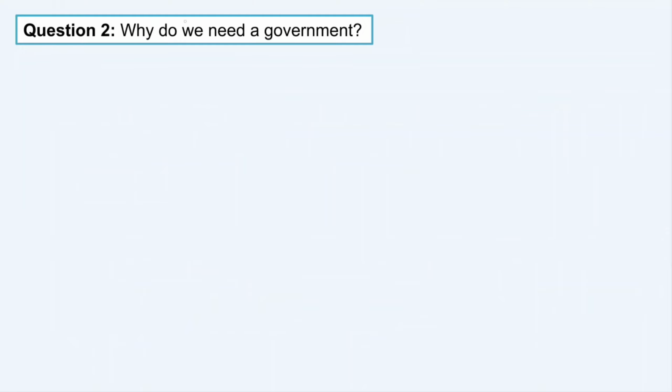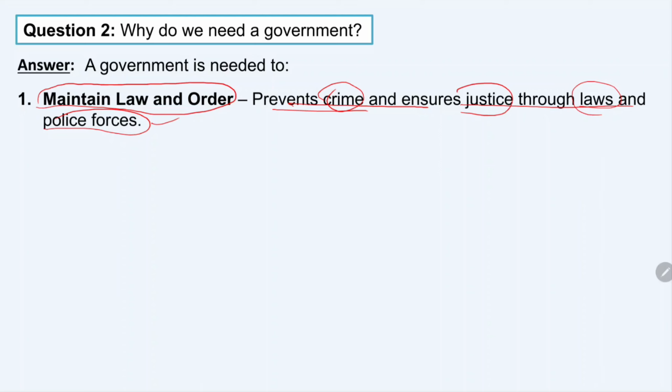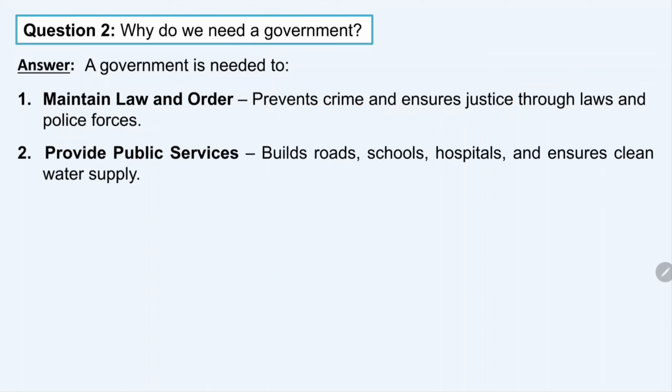So the next question is, why do we need a government? Now let us see some important points. A government is needed to maintain law and order. Just now we have gone through this, isn't it? Maintaining law and order prevents crime and ensures justice through laws and police forces. If there are no rules and regulations, and people are not going to follow any set of rules, then what will happen? The crime rate will increase. So to prevent crime and ensure justice through laws, rules and regulations, and police forces, this is the first point that we need government.